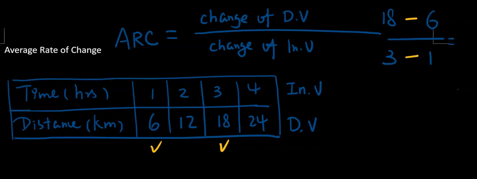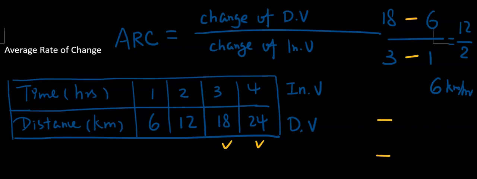We have 18 minus 6 is 12, 3 minus 1 is 2, and we have 6 kilometers per hour. That is our average rate of change. Let's pick another one. What if this time we pick 24 and 18? Let's try 24 and 18.